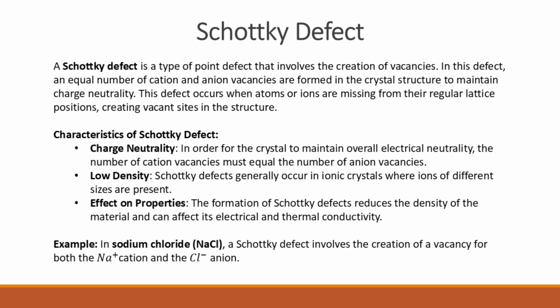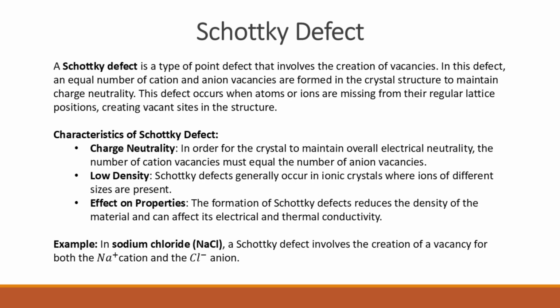Now, let's dive into the Schottky defect, a fascinating type of point defect in ionic crystals. Picture this as a carefully balanced system where atoms decide to take a vacation, leaving behind empty spaces. In a Schottky defect, an equal number of cation and anion vacancies are created to maintain charge neutrality. It's like removing the same number of positive and negative chess pieces from a chessboard, ensuring the board remains balanced.